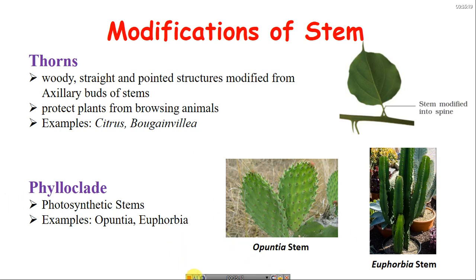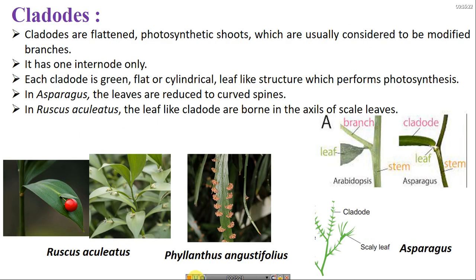Now another example we will take, that is cladode. Now what are cladodes? This is also important from the exam point of view. Cladodes are flattened photosynthetic shoots which are usually considered to be modified branches. Okay, they usually have only one internode. See, this is a cladode which is bearing a fruit. This is a cladode that is bearing a flower. Okay, this is another cladode where you see from nodes different flowers are arising. So this is Ruscus and this is Phyllanthus cladodes, and they are leafy, right?